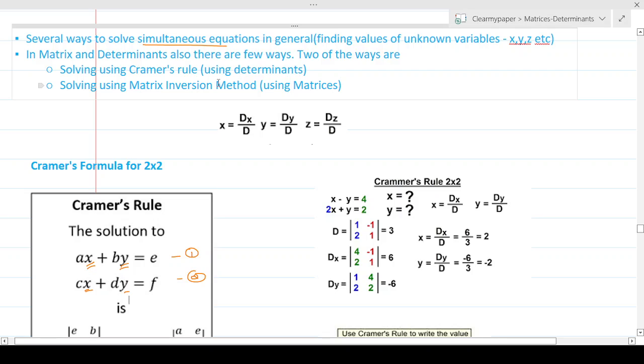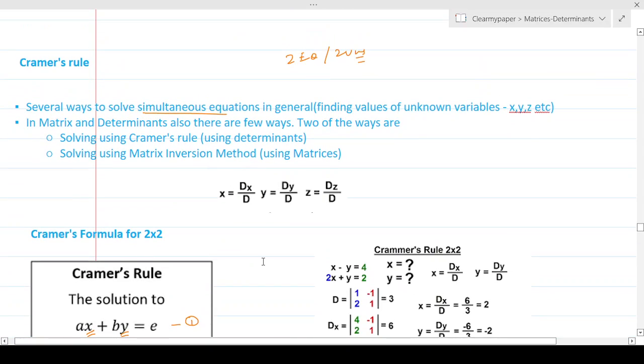We can have three equations and three unknowns. We can stack up the number of equations as we please. But let's start with the basic example of two equations and two unknowns, and then we'll try to jump onto three equations and three unknowns. So there are a zillion ways to solve that.